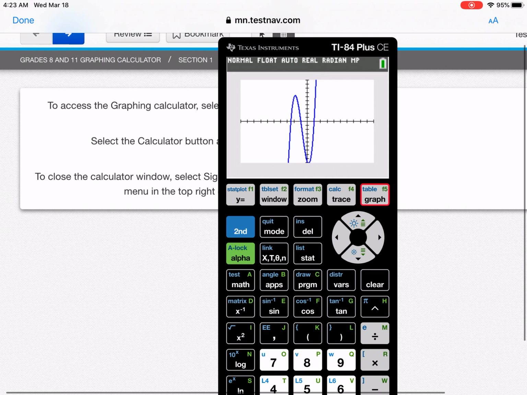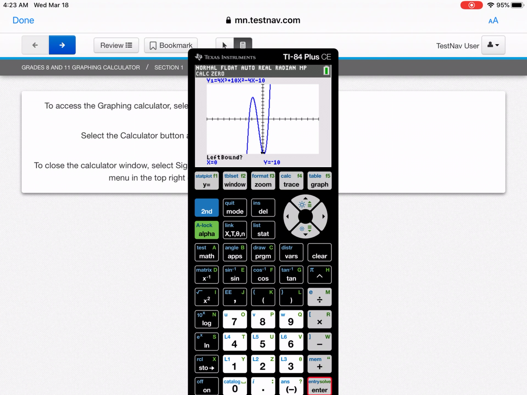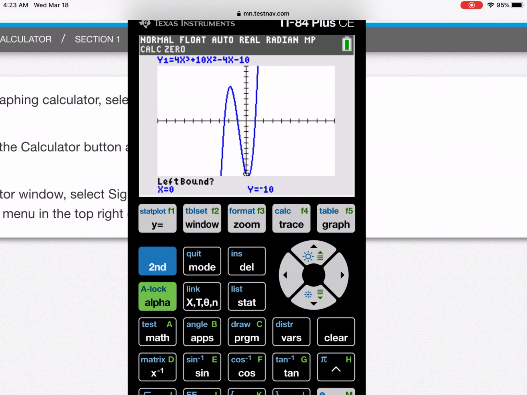And here's the procedure. So you're going to push second trace. We're actually going to go to 0. Okay. Right, and then push enter. Now, I like to go from left to right. So we're looking for where it crosses the x-axis. So right there, we're looking for that point. My cursor, I can't point at it on the screen here, but we're looking for this point where it crosses the x-axis. So left bound is good.